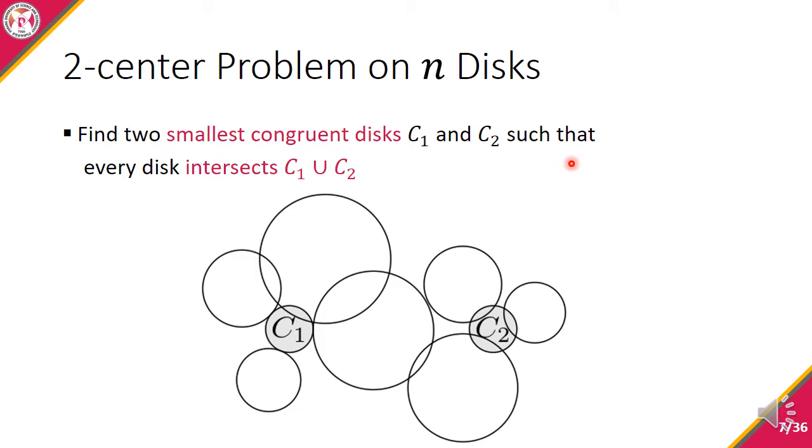We studied the two-center problem on input disks and its variations instead of input points. First, we studied the two-center problem on input disks as follows. Finding the two smallest congruent disks C1 and C2 such that every input disk intersects the union of C1 and C2. In this figure, you can see every input disk intersects the union of C1 and C2.